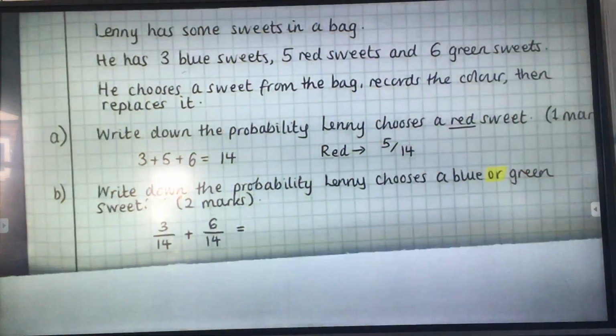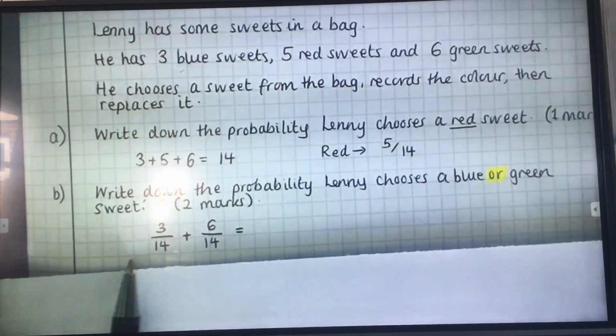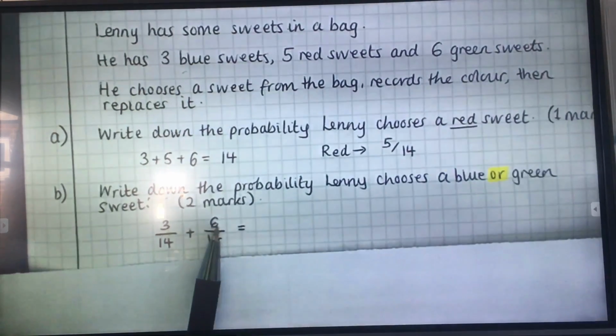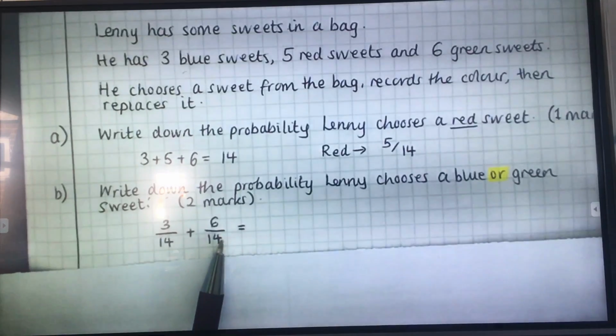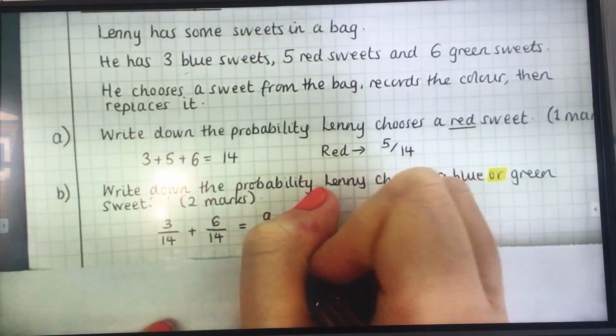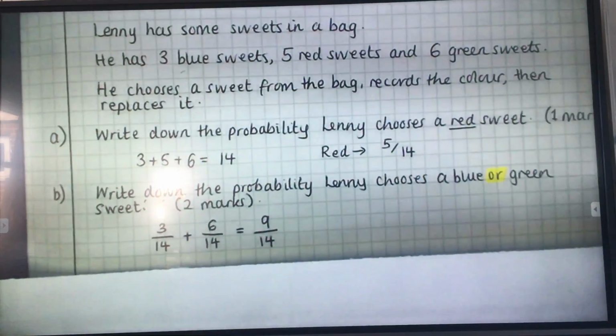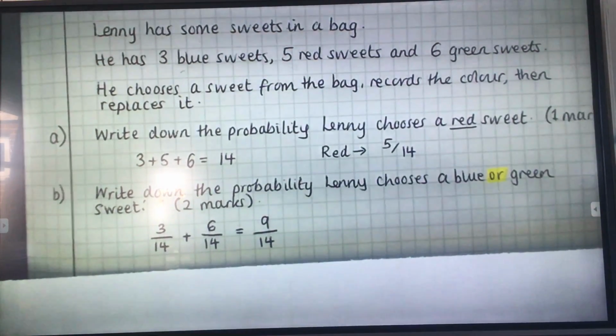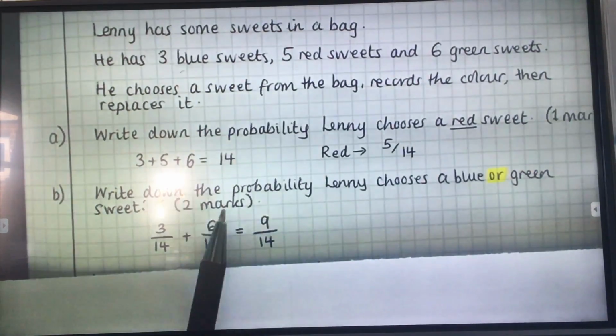Now we know that when we add fractions, if the denominators are the same, you can just add the numerators and the denominator stays as it is. So 3 add 6 is 9 and 14 stays as it is. So the probability of choosing blue or green is 9 out of 14. Quite straightforward, worth 2 marks there.